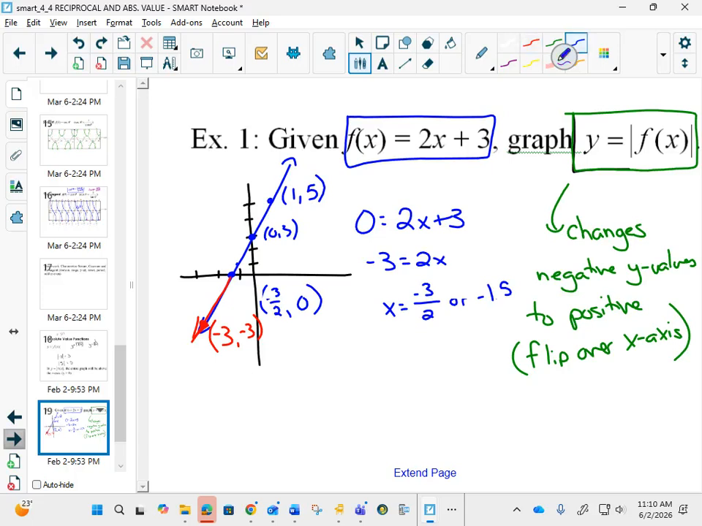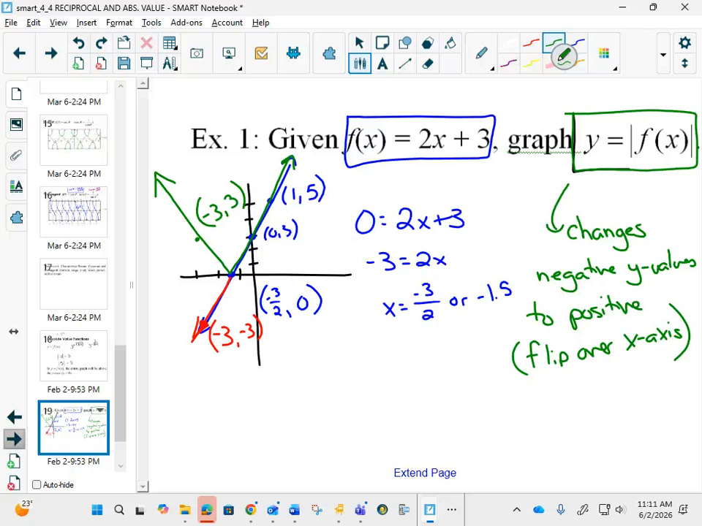If the absolute value changes negative y values to positive, what's going to happen to negative 3 comma negative 3? It's going to be a new point. Negative 3, the x value doesn't change, but the y value changes to positive. That's one single point. If I want to do the whole graph quickly, I just take this red part that's negative, flip it over the x-axis. That's going to go up there. This part that was positive is going to stay positive because an absolute value doesn't change positive values.